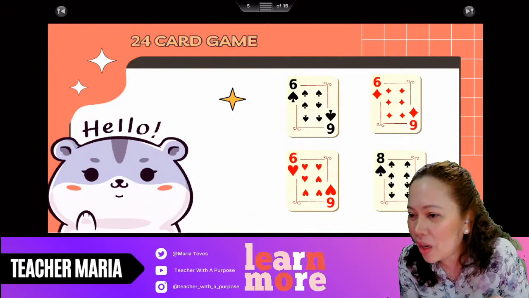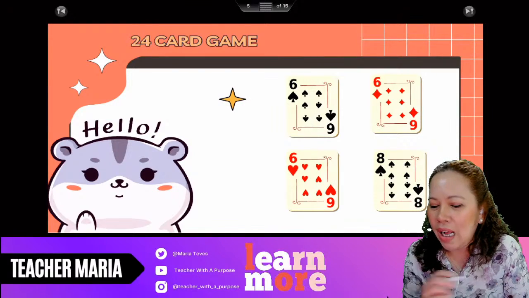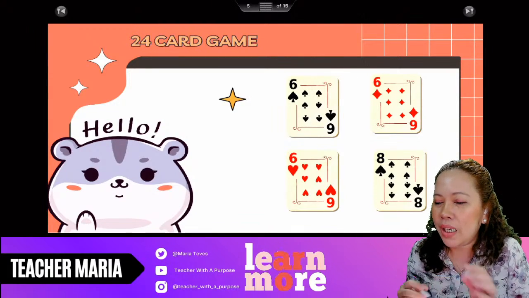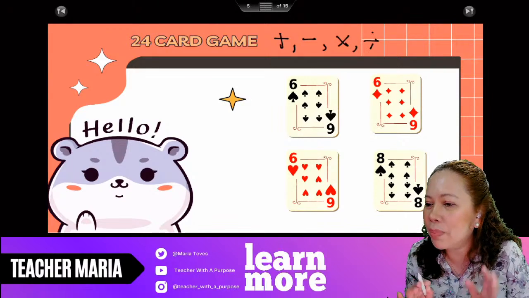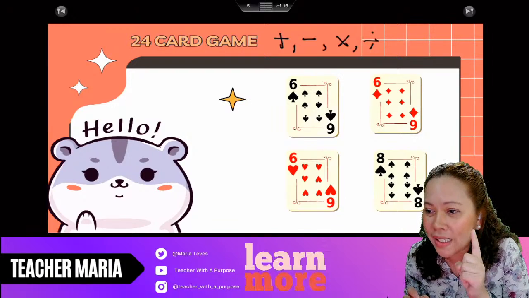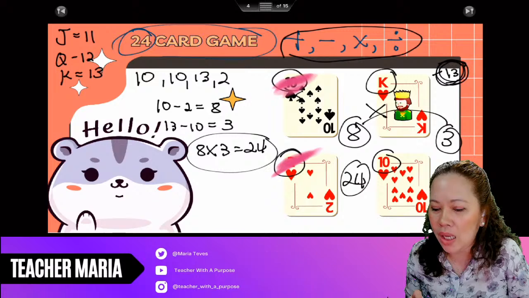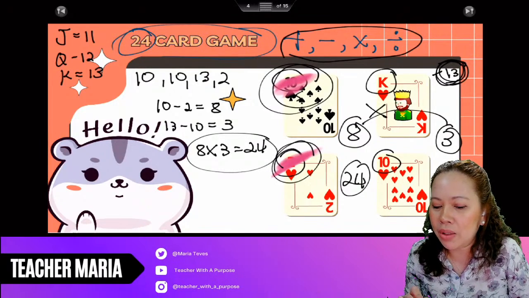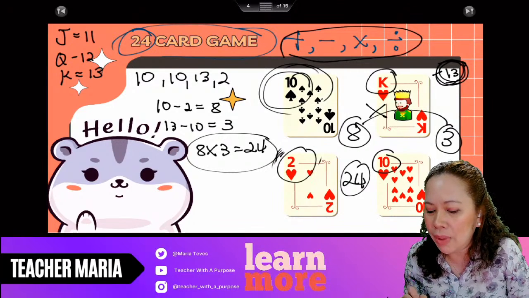I have to add both cards, Demon. Not necessarily add, as long as ang gagamitin mo lang, you can either add, subtract, multiply, divide. The simple operations lang. But you can only use the card once. Once lang. Halimbawa, eto. Ginamit ko yung 10 once. 10 minus 2. Ginamit ko yung 2 ng once. So, 10 minus 2 is 8.